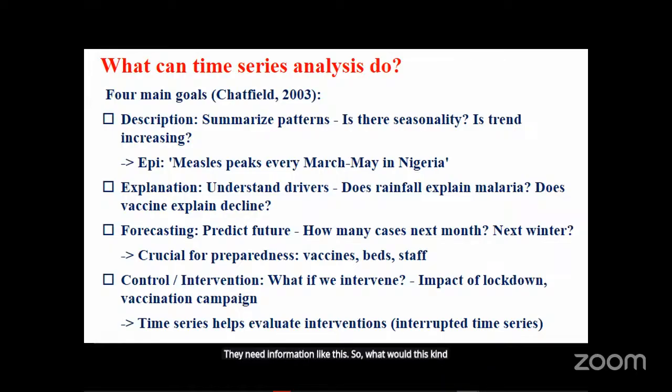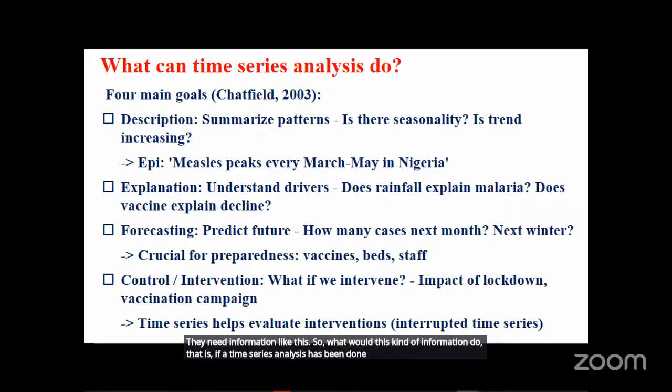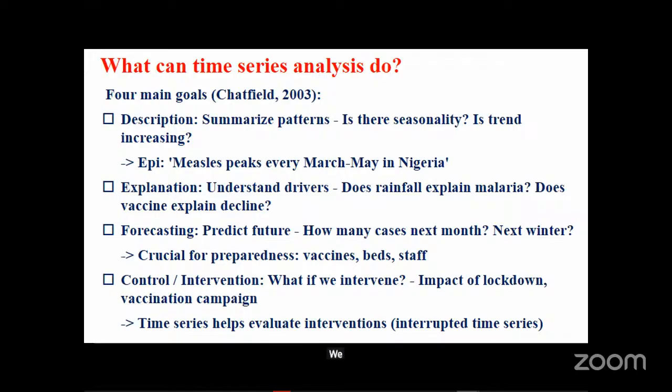So what would this kind of information do? If a time series analysis has been done and we know a certain time when a certain occurrence is happening, we can be proactive in our interventions, not reactive. As we already know this window of measles cases, what can we do before the window where we experience such a peak?